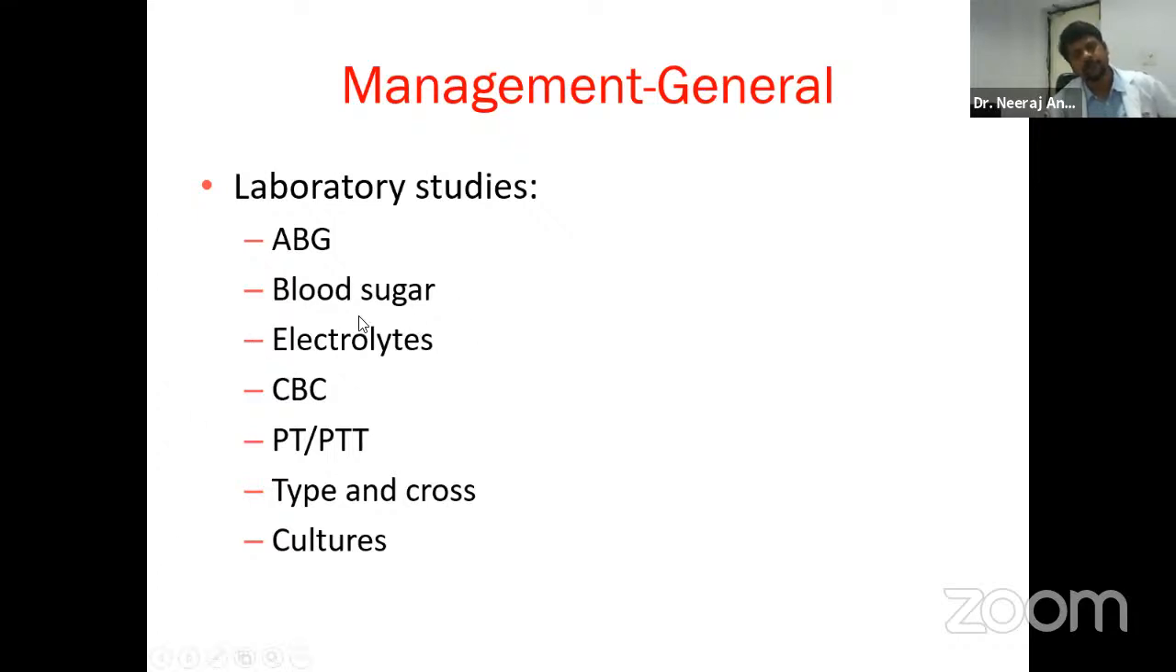We have to correct electrolyte abnormalities. We have to look for hypocalcemia, as well as potassium and sodium levels. CBC to look for infection, PT, PTT if the patient is having bleeding tendencies. Type and cross matching is to be done, especially in case of hemorrhagic shock. Cultures to look for the focus of infection, especially in septic shock patients.